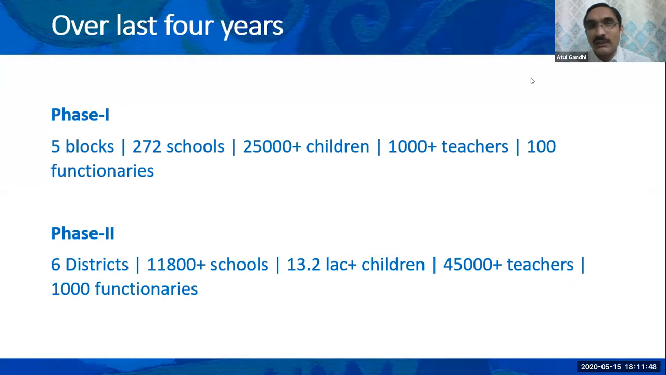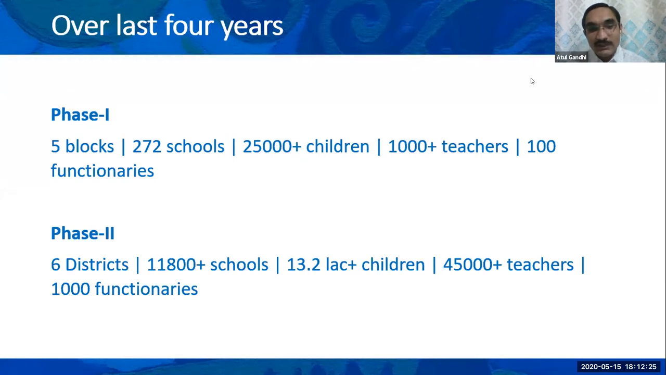Over the last 4 years, since we started in 2016, the program is divided into different phases. The first phase was really to look at, demonstrate what are the transformative processes that are part of the system, not really bringing in any solutions externally, so that there is a lot of acceptance, ownership and accountability from the system side. So a moderate experiment started with five blocks and 272 schools. In 2018, after 2 years of work, we scaled the program in the entire four districts.